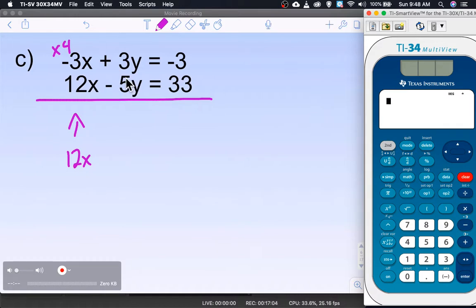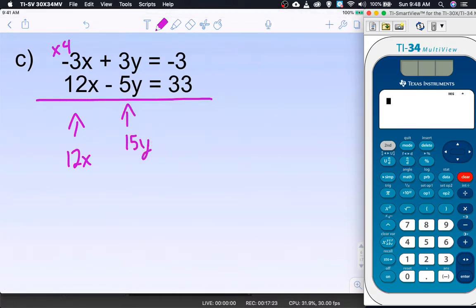What about if I wanted the y's to eliminate? Because sometimes you do. In fact, I'm going to do it in this problem. If I wanted my y's to eliminate, what's the least common multiple of 3 and 5? The least common multiple of 3 and 5 is 15y. And on the calculator, least common multiple of 3 comma 5 is 15.